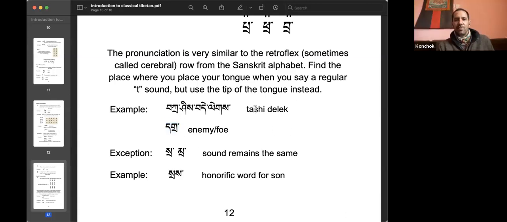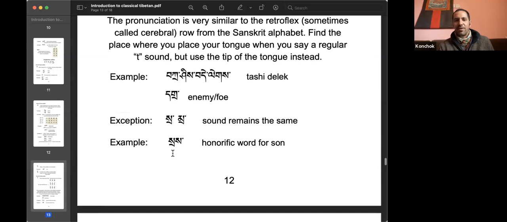So that's the general rule, and then the exception. These sa and ma are exceptions, and basically the sound remains the same. Oh, actually, I wrote that rule, I guess. Yeah. So the sound doesn't change for these two. Sa and ma remain the same when there is a ratak. And the example is this word.